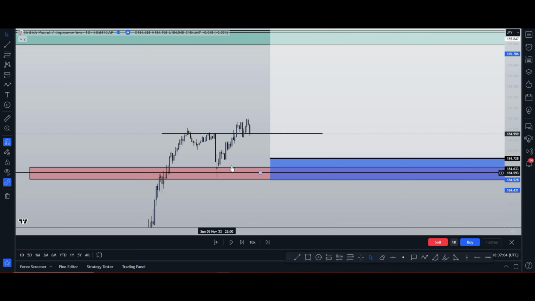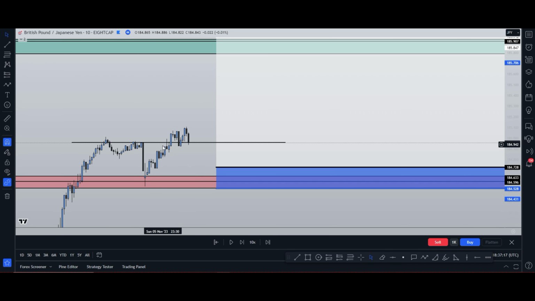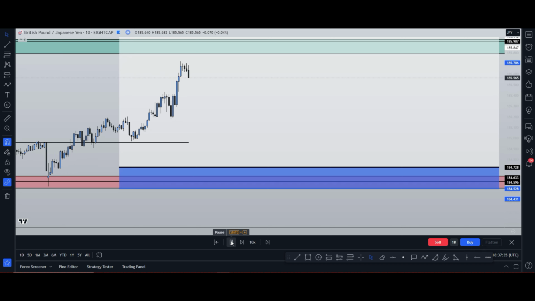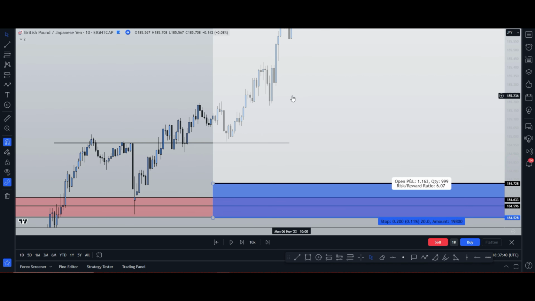But no, here this is the roof, remember this is resistance, this is the floor, this is support, so this has no value here. Again, this is resistance here, but a minor level of resistance, so it has some, but in my eyes, look, the breakout here. Now price comes back to retest this area, and there you go, look at that, clean guys. It might come down, you never know. Well, it's just going higher and higher. Beautiful.